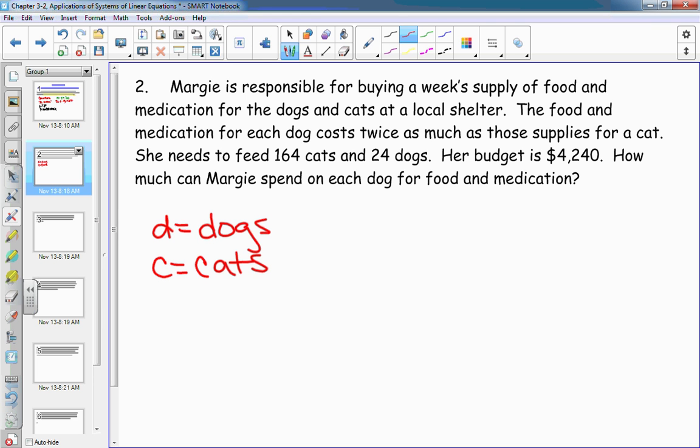Would you agree? Now, if we go back and reread the statement that I just read, the food and medication for each dog costs twice as much as the supplies for a cat. I need 2 times as much of the cats as what I do for a dog, right? The dogs is equivalent to having twice as many cats. So can you tell me what that equation is going to be? D is equal to 2C. Very good.